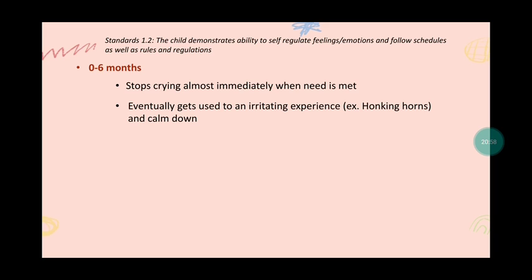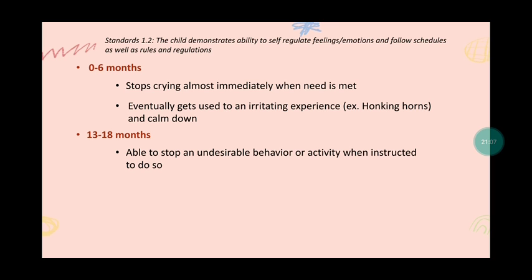Eventually gets used to an irritating experience. Example, honking horns and calm down. 13 to 18 months. Able to stop an undesirable behavior or activity when instructed to do so. No, sa kaninang mga months, sa infants is kanang once ingnon sila og stop, mohunong silang gibuhat. Most of them is mohunong jud na sila. Kay mohunong jud na sila pero na jud uban dili jud sila mopato.